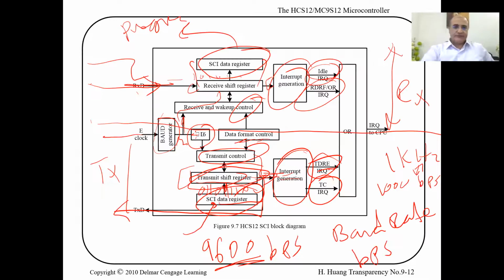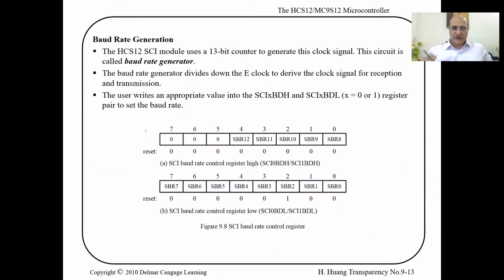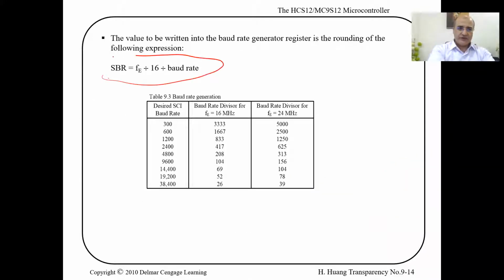Baud rate generator. How do we set the baud rate generator, the speed of how fast we're going to send data? We have a register or two registers, let's call them, that form a 13-bit counter. We call it SBR. 13-bit, in 8-bit registers called SCI0 baud low and SCI0 baud high. This number, the SBR, is used in this equation to set the baud rate.